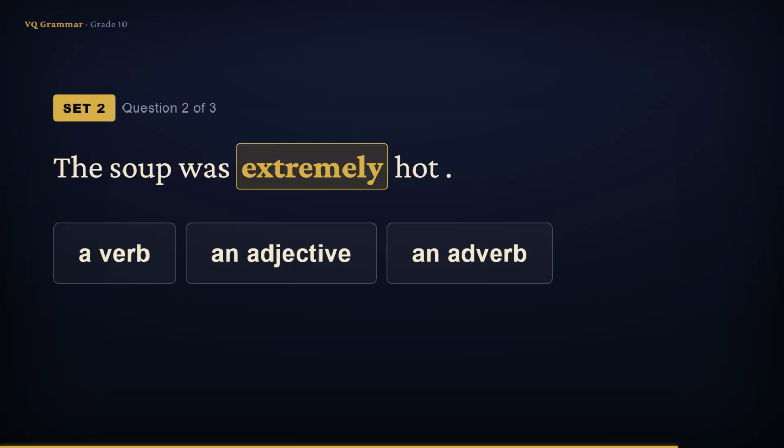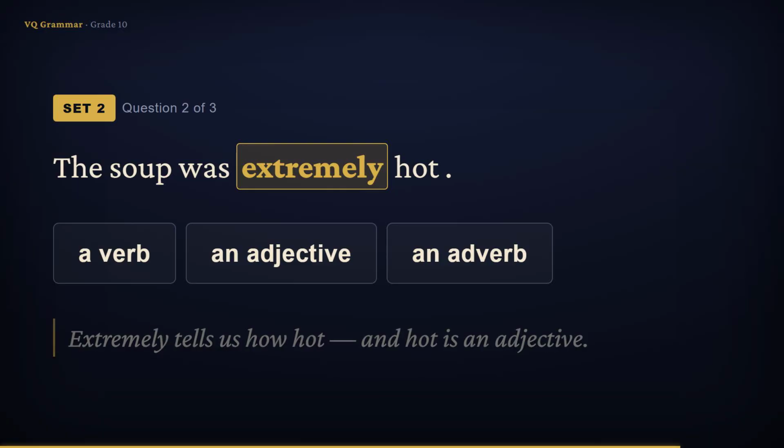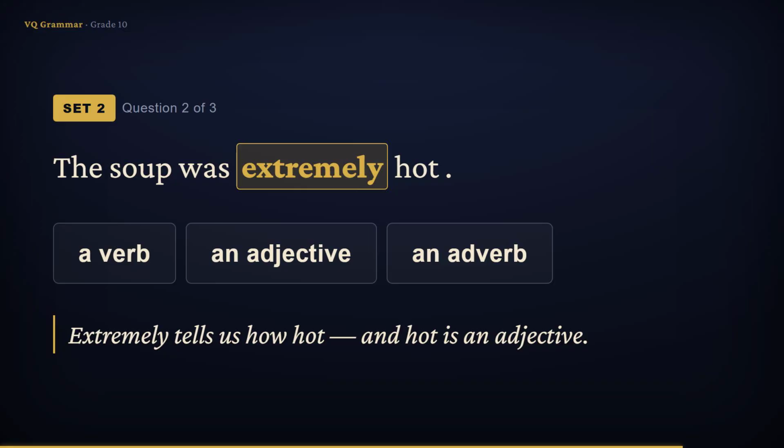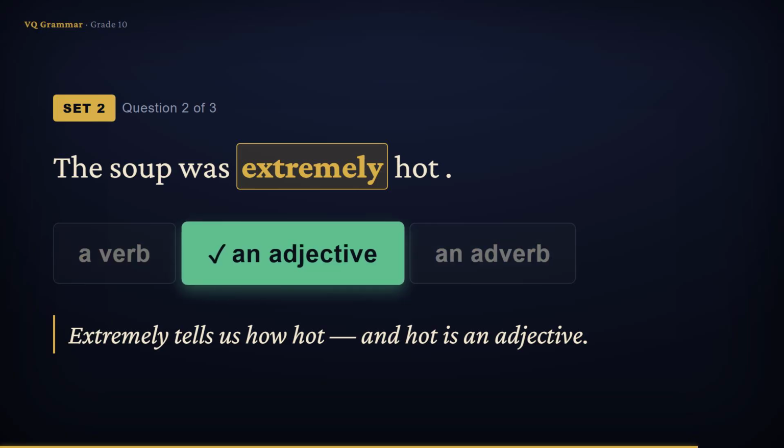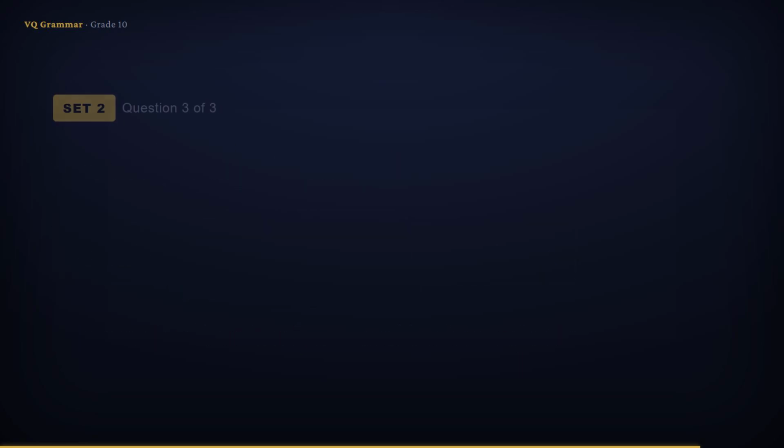The soup was extremely hot. Careful here. Extremely is not telling us about the soup, and it isn't telling us about the verb was. It's telling us how hot. Hot is an adjective, so extremely modifies an adjective.